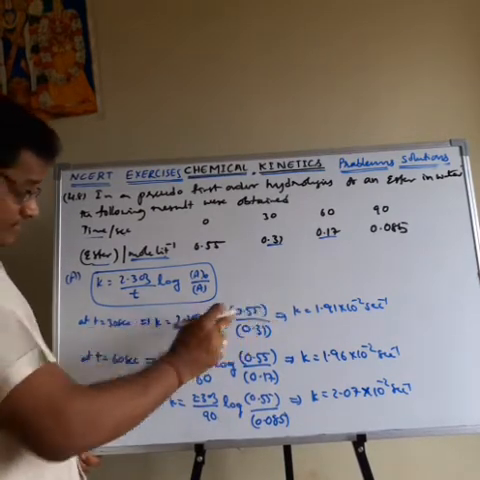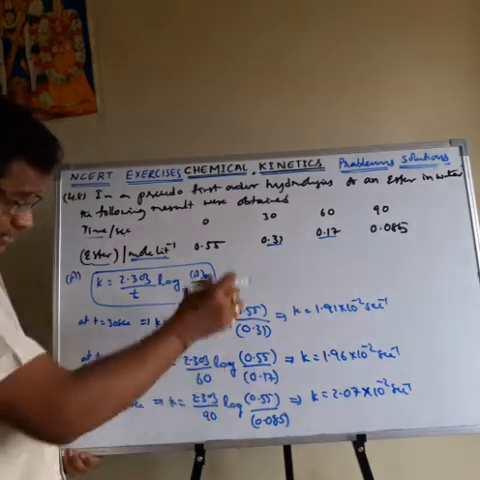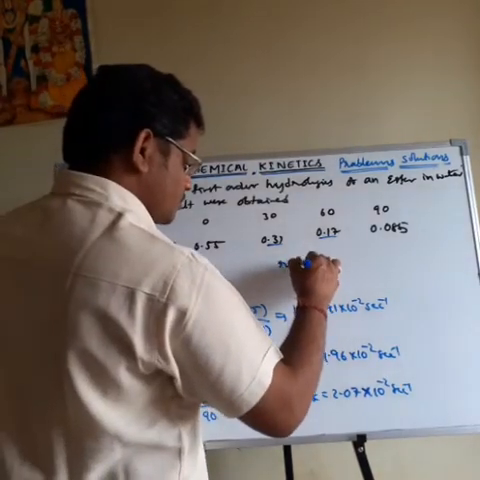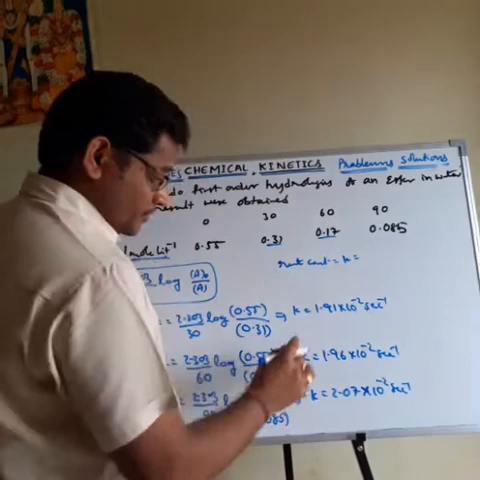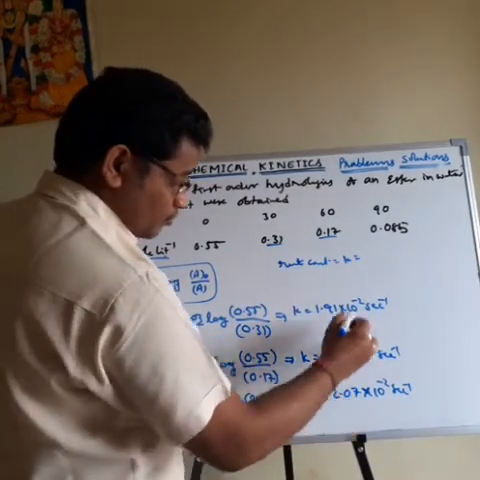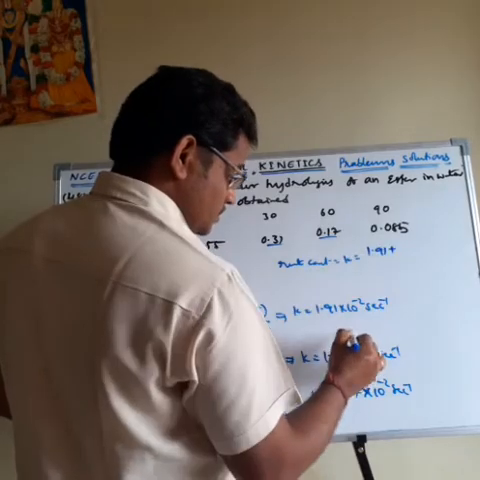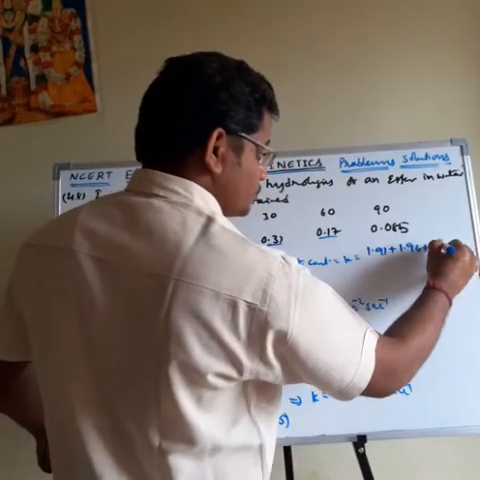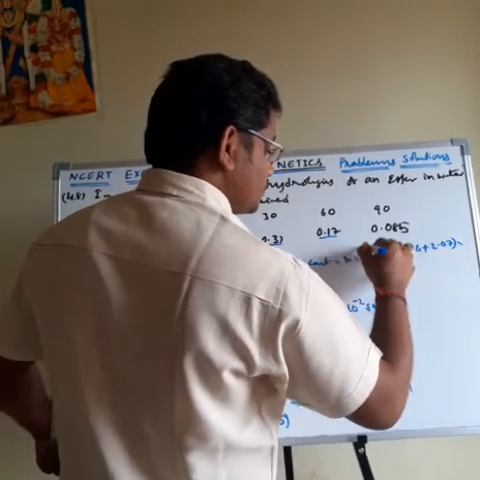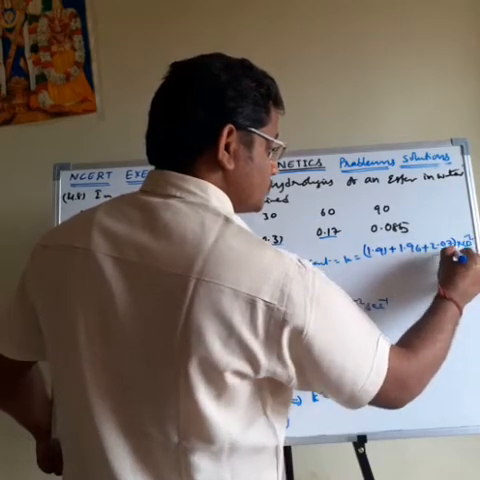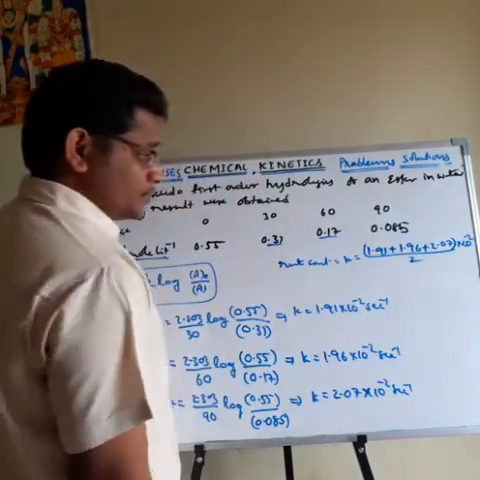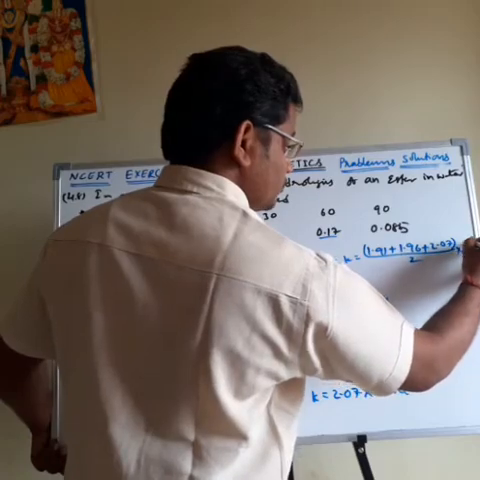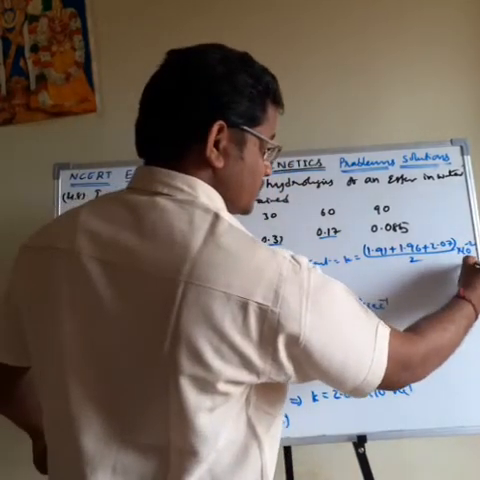So 30 seconds k value, 60 seconds k value, 90 seconds k value. Then the average rate constant of the reaction, k, is calculated by taking the average value: 1.91 plus 1.96 plus 2.07, into 10 power minus 2, divided by 3, in second inverse.